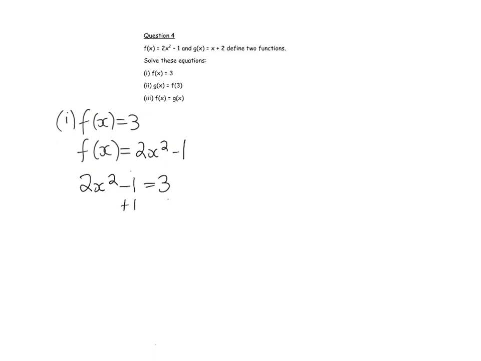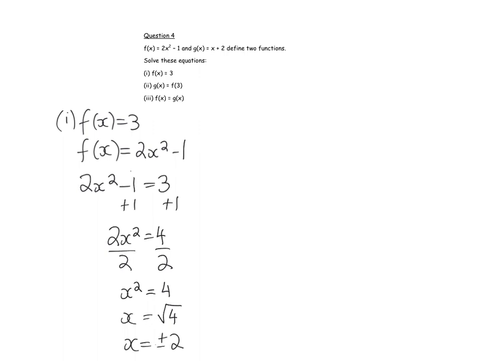I'm going to add 1 to both sides. We'll get 2x squared is equal to 4. Divide both sides by 2, we'll get x squared is equal to 2. So then we can get the square root. So x is going to be plus or minus 2. And the reason why here we have the plus or minus is because plus 2 squared is going to give us 4, but also minus 2 squared will also give us 4. So those are the values that you have for that one there.